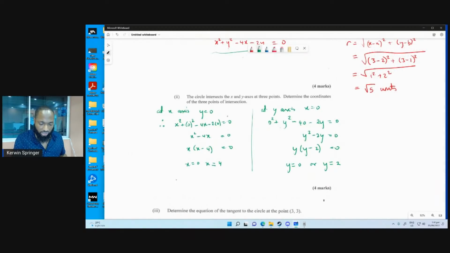x is equal to 0, x is equal to 4. When x is equal to 0, y is also equal to 0 in this. It's very easy to see. So this is the point (0, 0). When x is equal to 4, you need to figure out what y would be equal to. So 4 squared plus y squared minus 4 times 4 minus 2 times y is equal to 0.